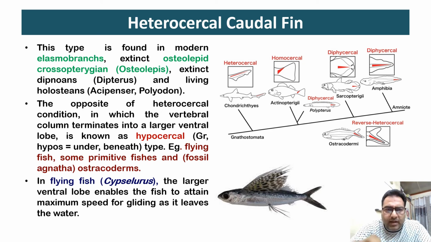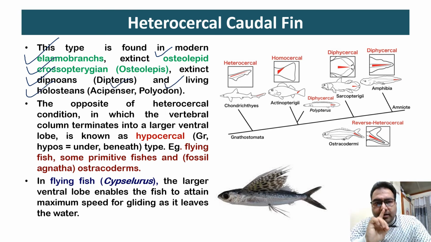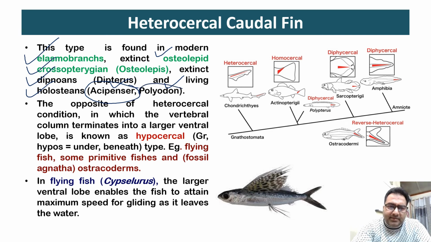And this type is found in the modern elasmobranchs. So most of the sharks have this kind of heterocercal tail. Extinct osteolepids, crossopterygians, extinct dipnoids, and living holosteans, that is Acipenser and Polyodon. So you have to keep in mind that this kind of fin is found in the modern elasmobranchs. We call them the sharks, skates, rays. Extinct osteolepids, crossopterygians, extinct dipnoids, and living holosteans. Among holosteans, we have two important genera, that is Acipenser and Polyodon.